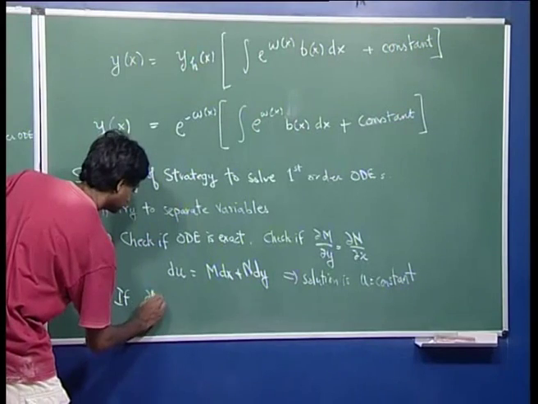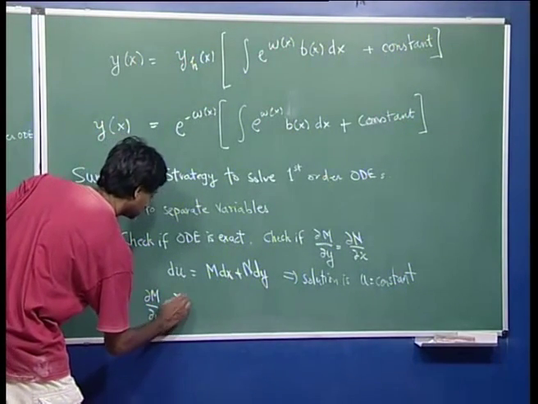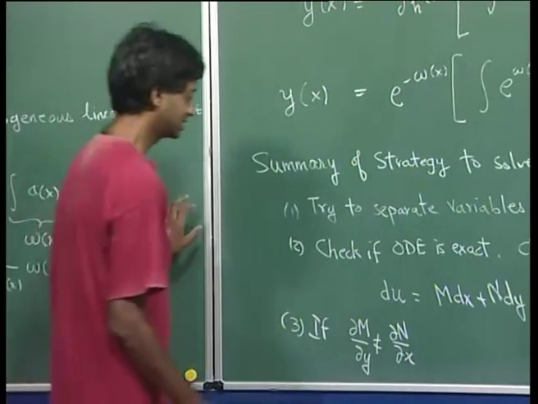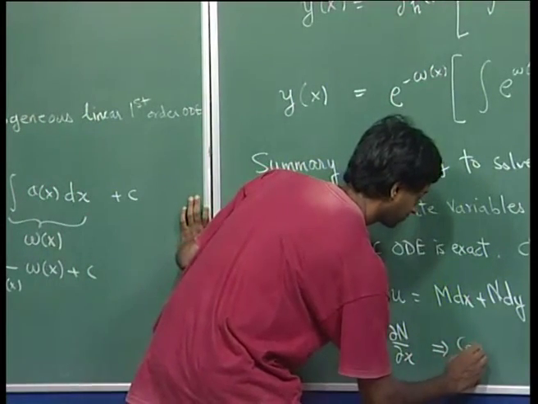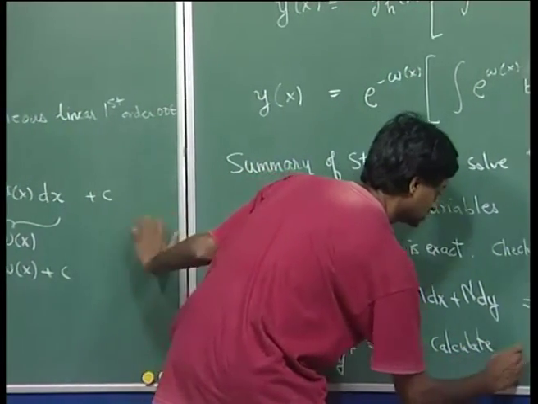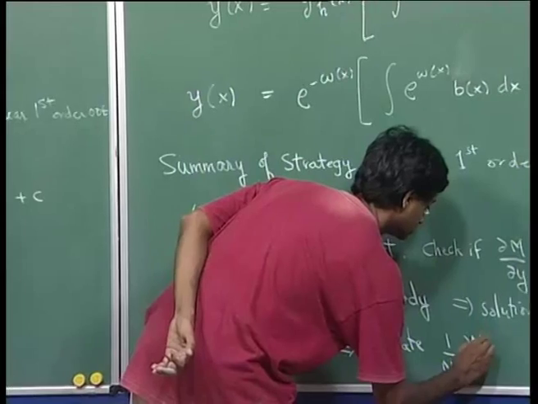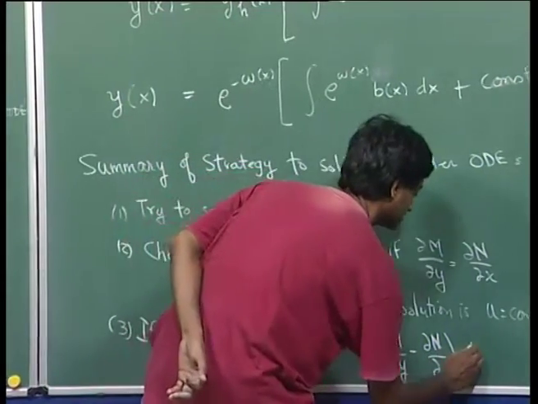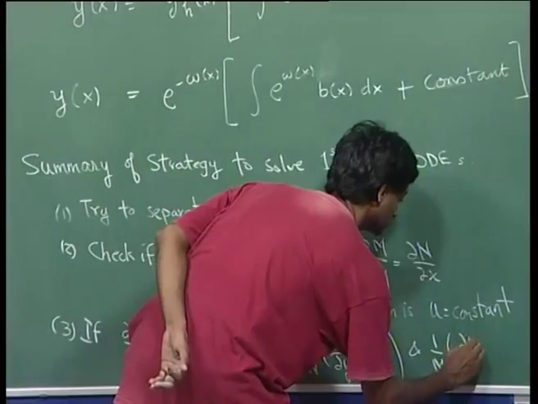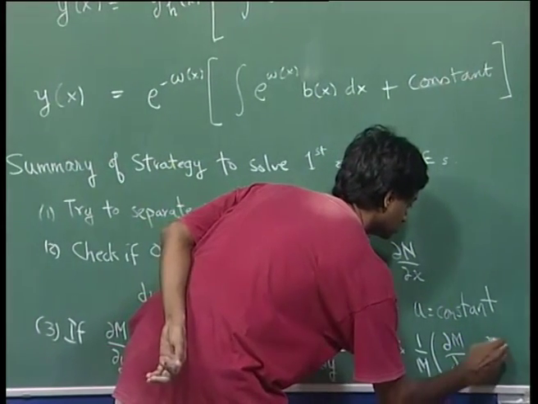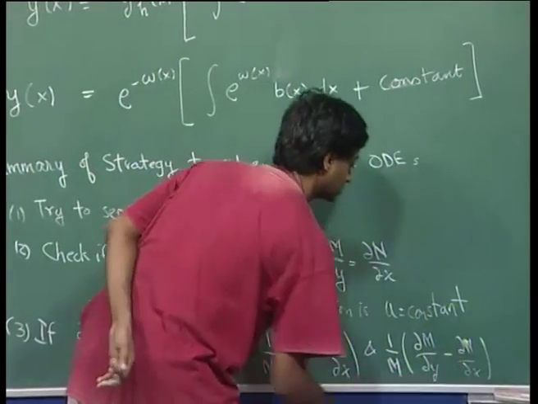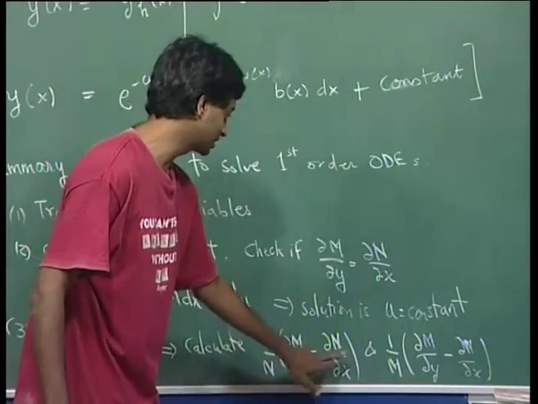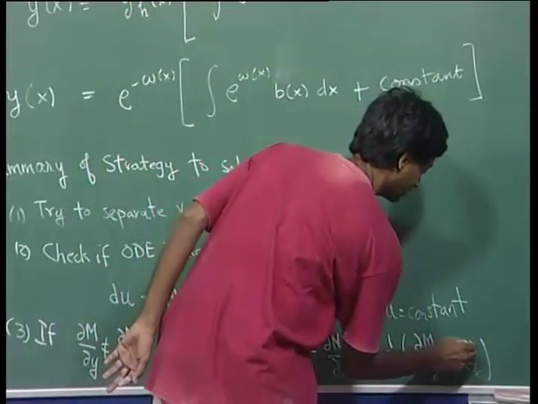if dou m by dou y is not equal to dou n by dou x, then the strategy is to calculate 1 over n times dou m by dou y minus dou n by dou x, and 1 over m times dou m by dou y minus dou n by dou x.